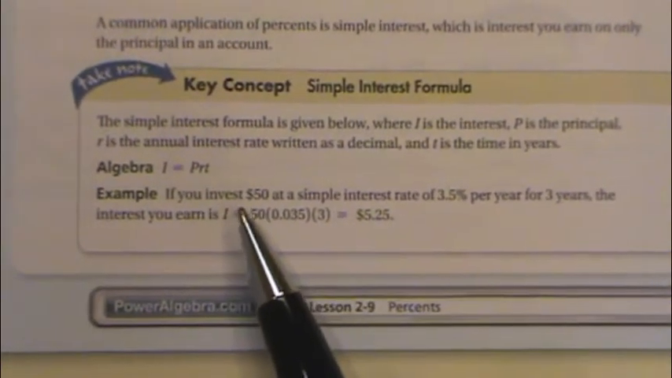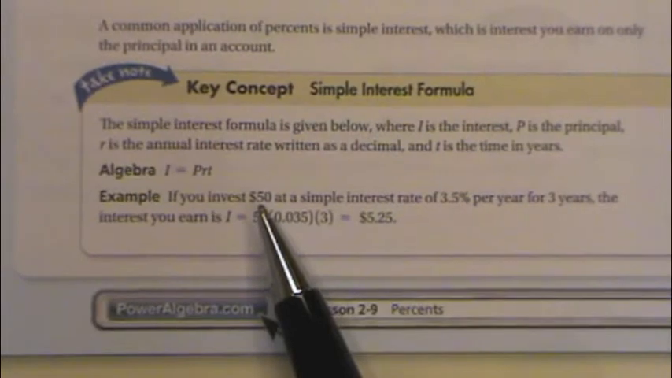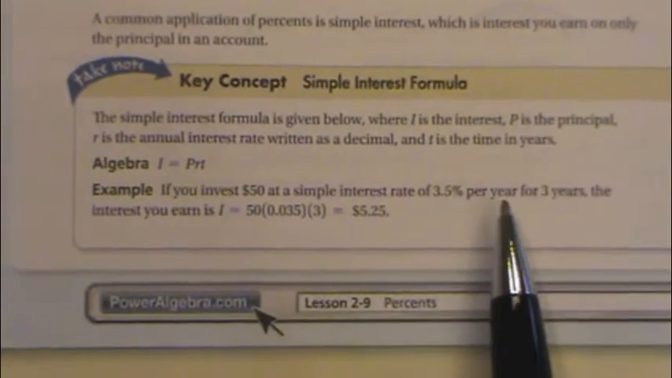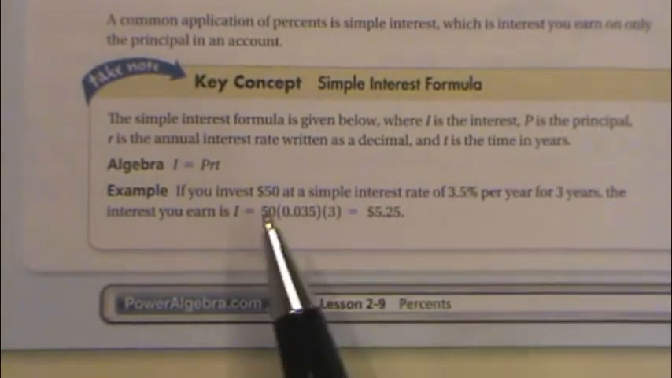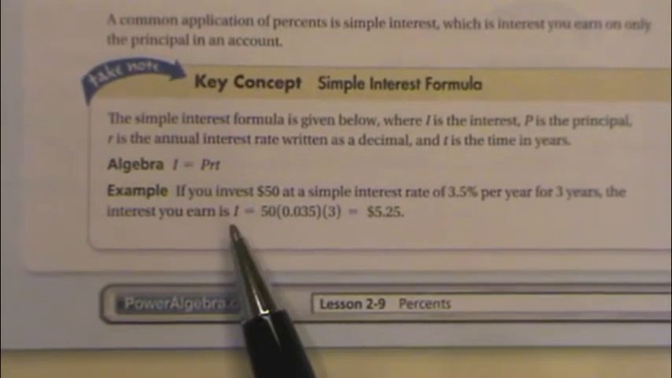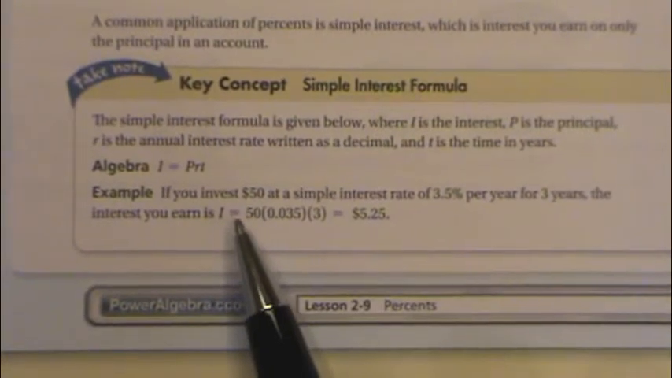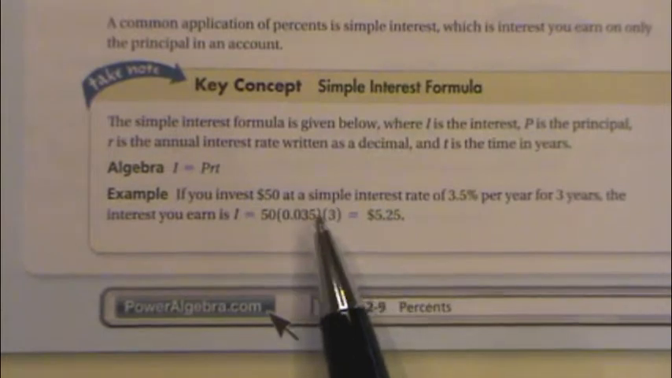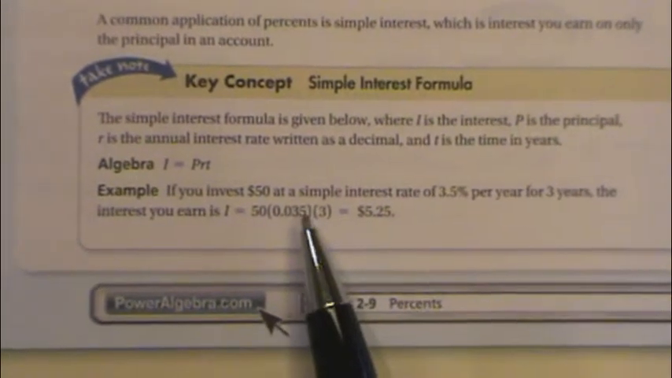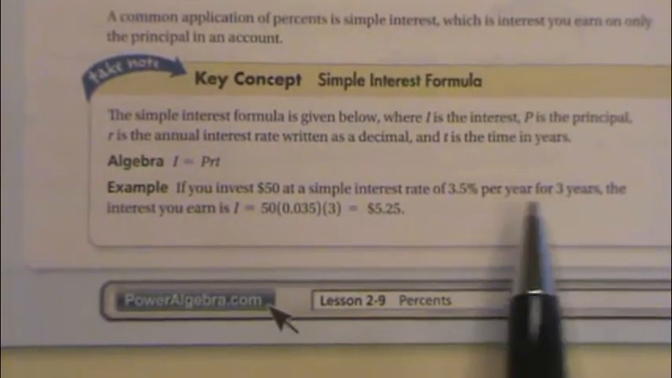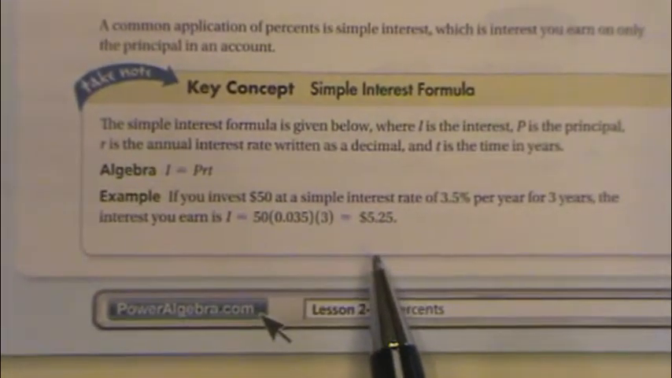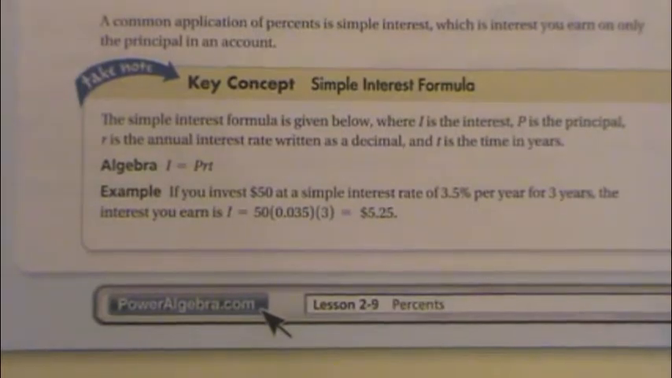Or, in this example, you are investing. If you invest $50 at 3.5% per year for 3 years, here's what you can figure out. Your interest from that investment will be 50, your principal, times your interest rate. Look at what they did. It's 3.5%, so they had to move the decimal point, times 3 years. You would earn $5.25 on that money just by letting it sit in that account. Very helpful thing to know.